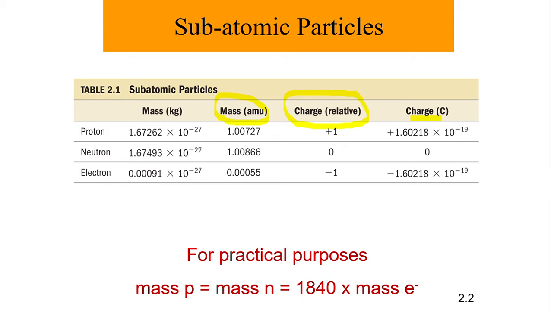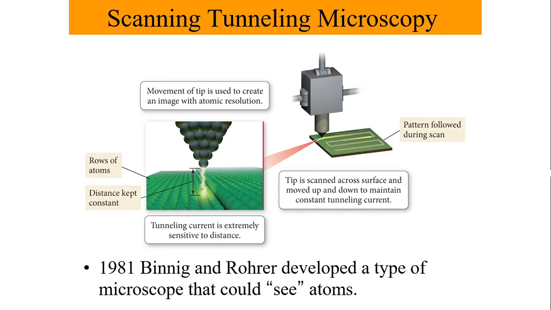Do we have any evidence that this type of model is correct? Well, in 1981, Binnig and Rohrer developed a type of microscope that could quote-unquote see atoms. This is very similar to the way a DVD or CD player works. Essentially, you have a probe, which is a tip that generates a potential between the tip of the probe and the surface of the substance being scanned. This is called a scanning tunneling microscope.